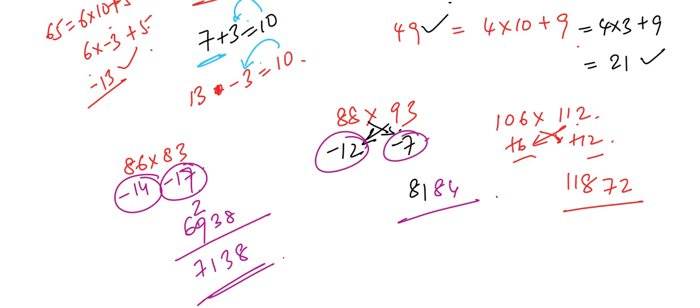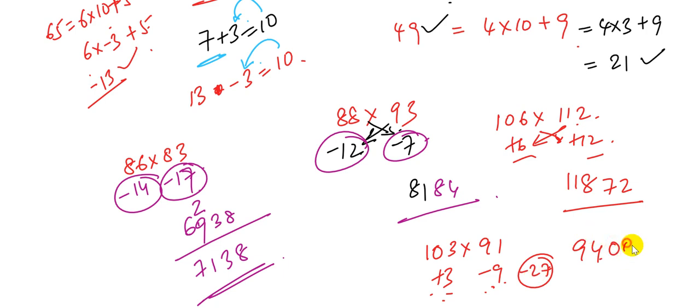If you have one number more than 100 and one less than 100, say 103 times 91. This is plus 3, this is minus 9. Once again cross add to get 94, and then multiply these two. This gives you minus 27. If you get minus 27, you have 9400, so you add two zeros and subtract 27 from there. That's it.